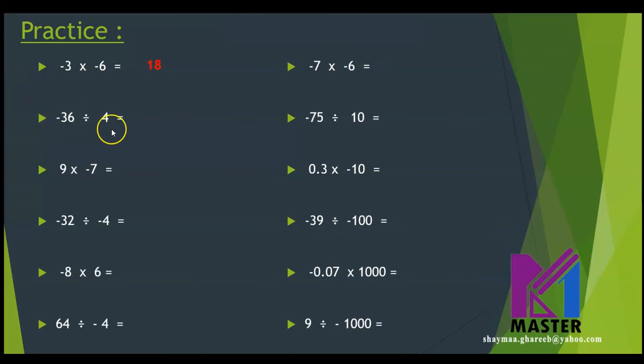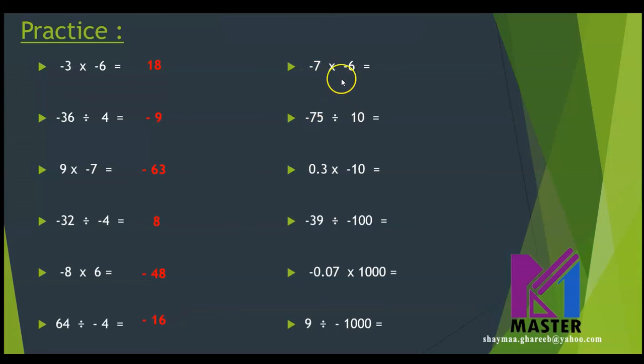Negative 36 divided by 4, the answer must be a negative number, which is negative 9. 9 times a negative 7, the answer will be a negative number, which is negative 63. Negative 32 divided by negative 4, the answer will be positive, which is 8. Negative 8 times 6, the answer will be negative, which is negative 48. 64 divided by negative 4, the answer will be negative, which is negative 16.